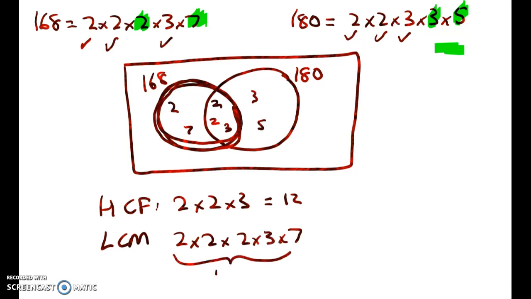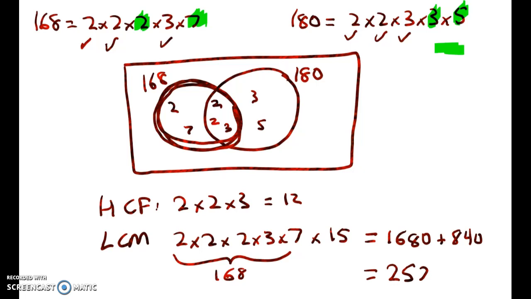Right, so that's 168 times 15. Now, what's that equal to? Well, I'm doing this in my head, so it's going to be 1,680 plus half of that, so 840, which is 2,520. So that's one where it really does make sense to use this method, because it probably would have taken you a while to get there by skip counting in 168s.